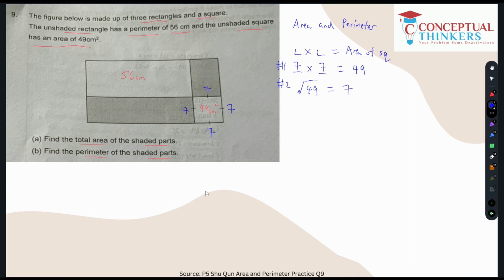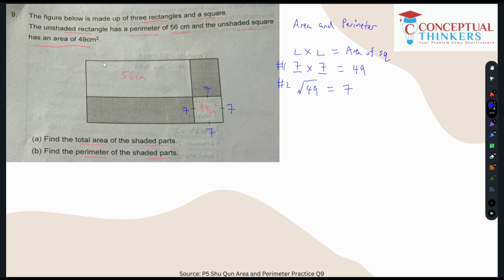Okay, so now let's think about the part that is shaded. So this rectangle here is shaded, and this rectangle here is also shaded, right? So for both rectangles, we have one of the sides. So to get the area of the rectangle, we need to use length times breadth. So this means that we have to find the other side. So let's think about this 56 cm. So how we can make use of this to find the area of the shaded part.